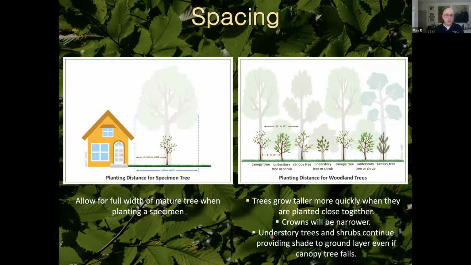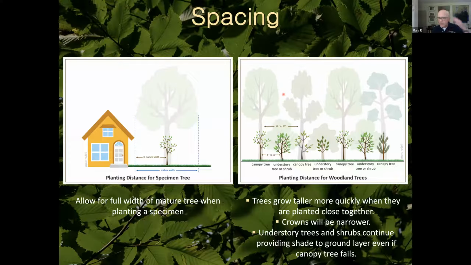As far as spacing goes, you want to allow for the full width of mature trees, especially when you're planting a specimen tree that's not going to be competing with other trees. So you want to account for that full width. When you're planting trees in a woodland, which I hope more and more people do, then you plant them closer together, because a lot of times when you're out in the woods you see how close they are together. Some people who start woodlands plant little seedlings every square foot, but that's just impractical for a lot of home gardeners.